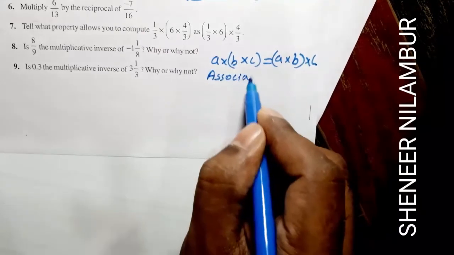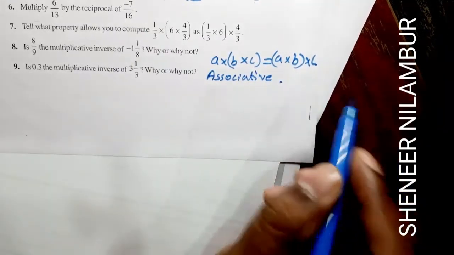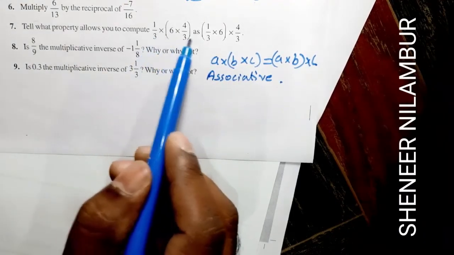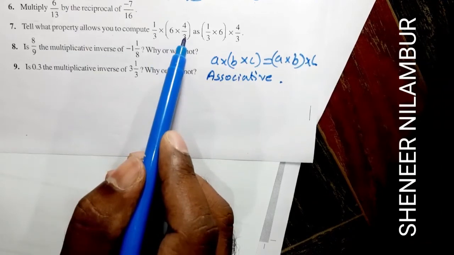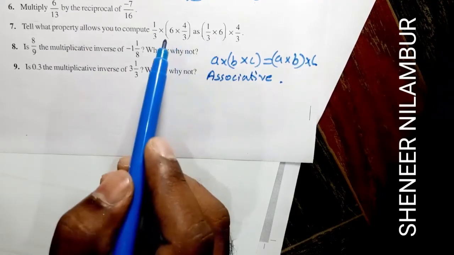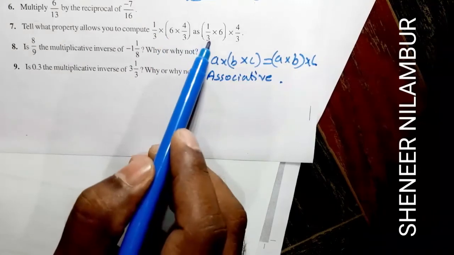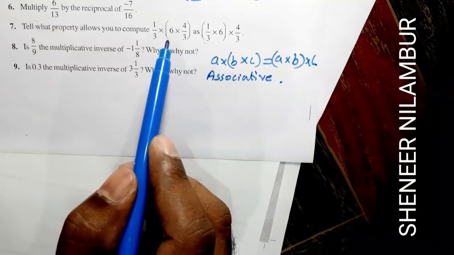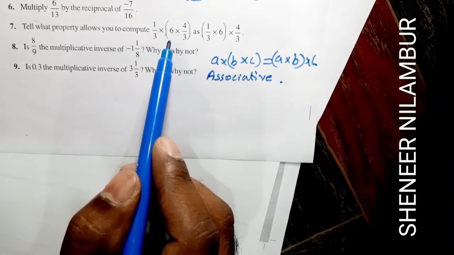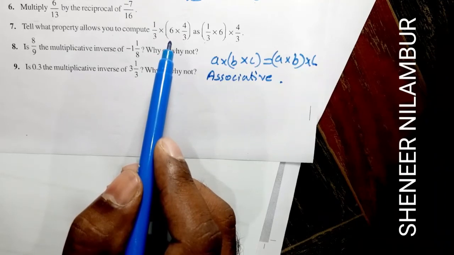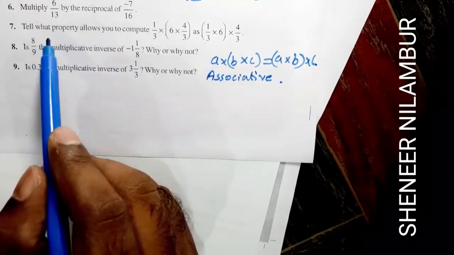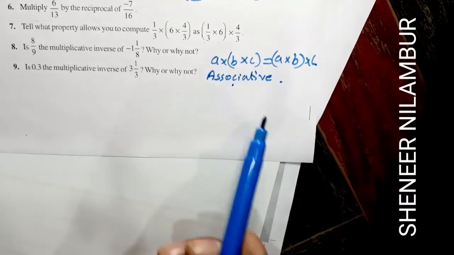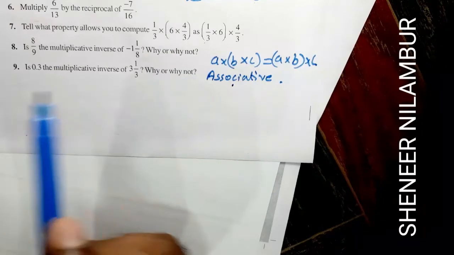Which property? Associative property. So when we change the order, that means three terms are there. First we are doing second and last, and we are changing that into first and second. What is the benefit of that? Then we can cancel this 3 and 6. This way we can change in the case of addition and multiplication only, not in subtraction or division. Be careful. So the question is which property allows you to change like this? Associative property.